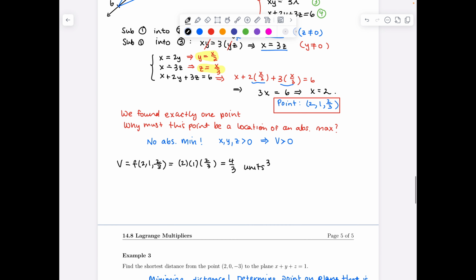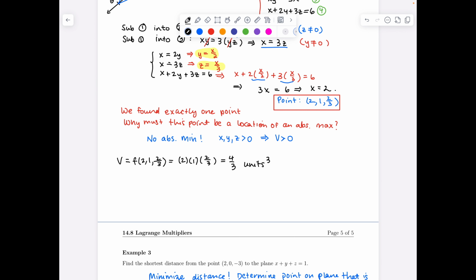So if you wanted to write this out in words, you could then say, therefore, the largest box has volume 4/3 cubic units. And that's it.